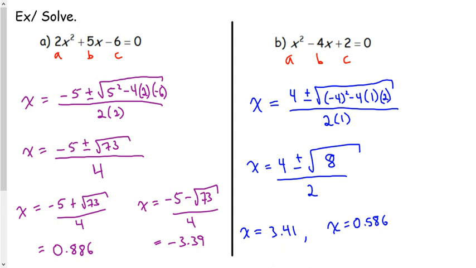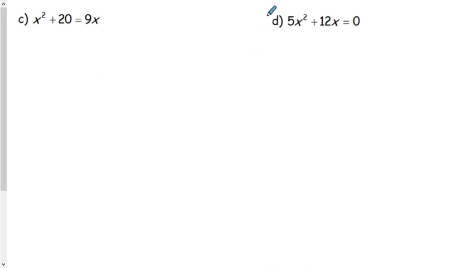Okay, let's keep rolling along here. Let's have a look at C. It says x squared plus 20 equals 9x. Right away, I notice a problem. What's my problem? Why can't I use the quadratic formula or just factor this? Okay, well you might have said it's not equal to 0, right? It's not equal to 0.